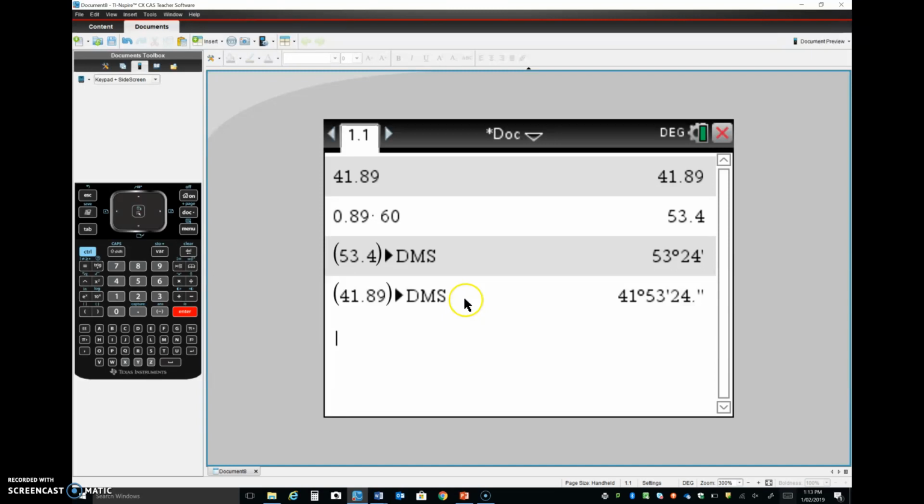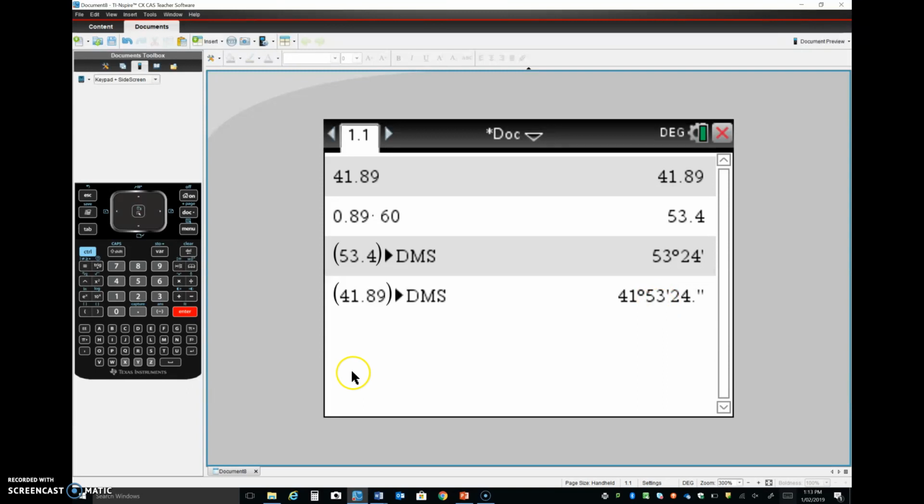So the nearest minute is correct as what the textbook says, 41 degrees, 53 minutes. So we always round to the nearest minute. In this case, 24 seconds, right? So are we closer to the 54th minute or the 53rd? Well, if we went over 30 seconds, then we'd be closer to 54. But we're under 30, so we round down to 41 degrees 53 minutes.